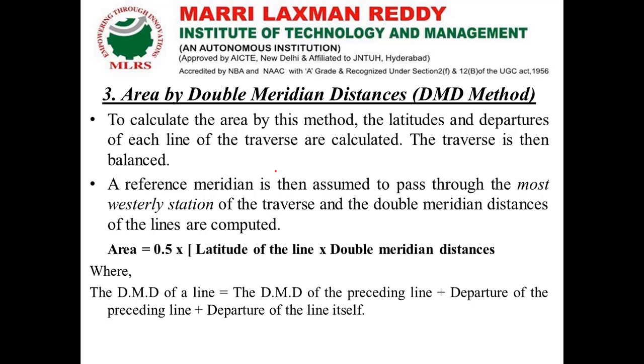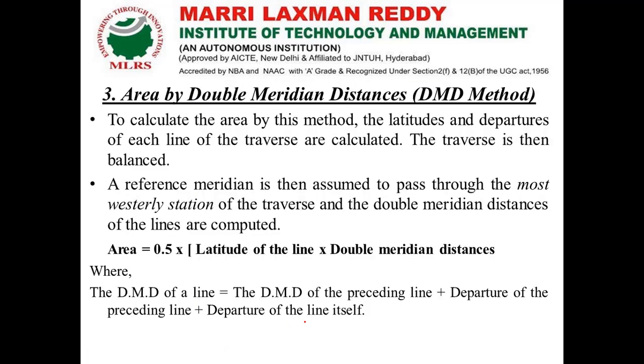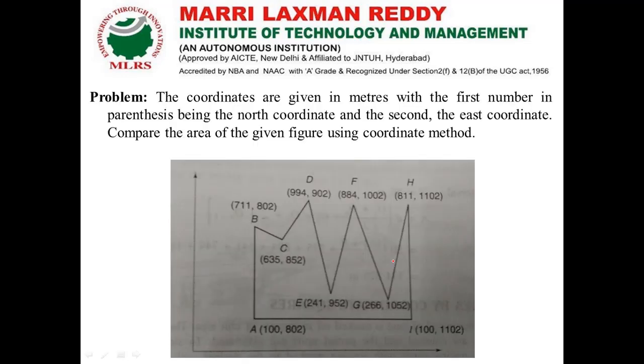So that's why we are calling it the westerly station. Now the area by the double meridian distance is equal to 0.5 into latitude of the line into double meridian distance, whereas DMD of the line is equal to DMD of the preceding line plus departure of the preceding line plus departure of the line itself. Whatever we have discussed in the latitude method, the same we are going to follow here also. That is, in the MD method, whatever we have discussed is the same as in the DMD method also. Now we move on to the problem.